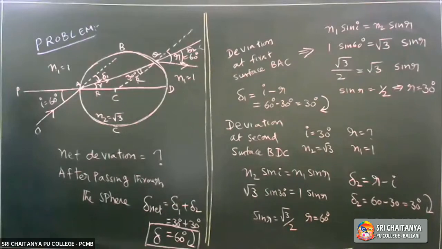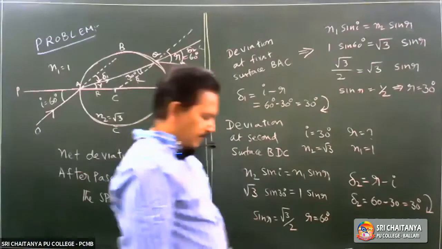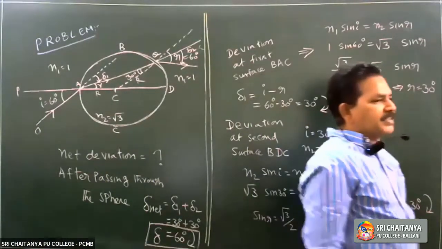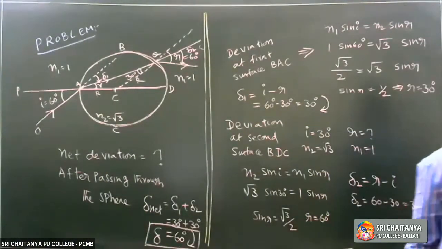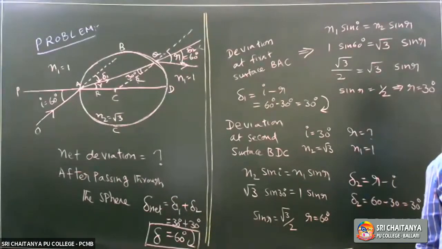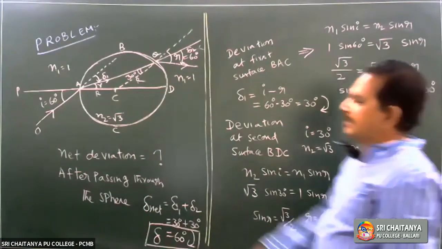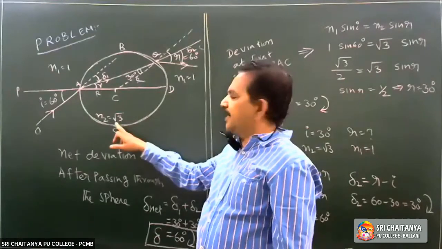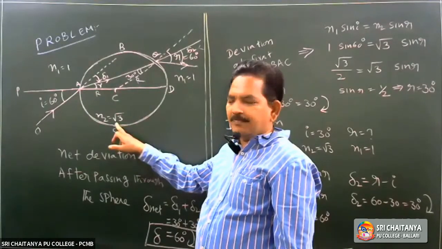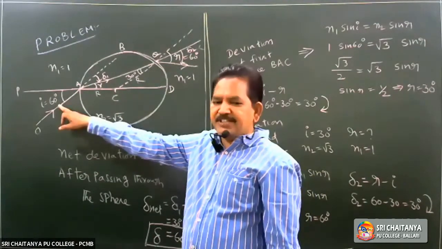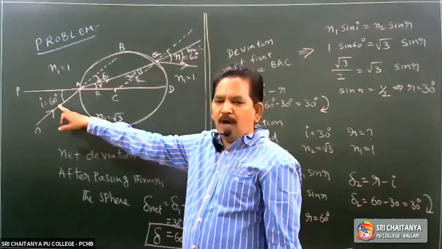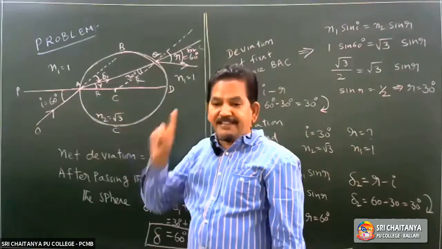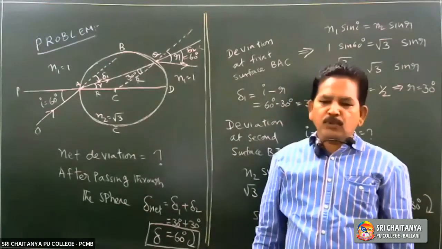Refraction at a spherical surface problem. It is given that there is a spherical surface, refractive index of air 1, refractive index of the sphere √3, angle of incidence 60 degrees. You are supposed to calculate the net deviation after passing through the sphere.